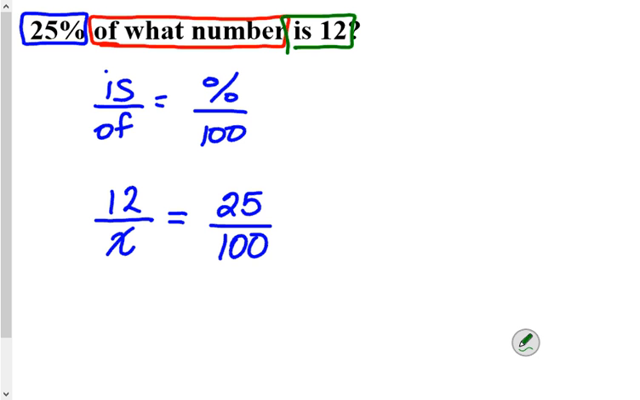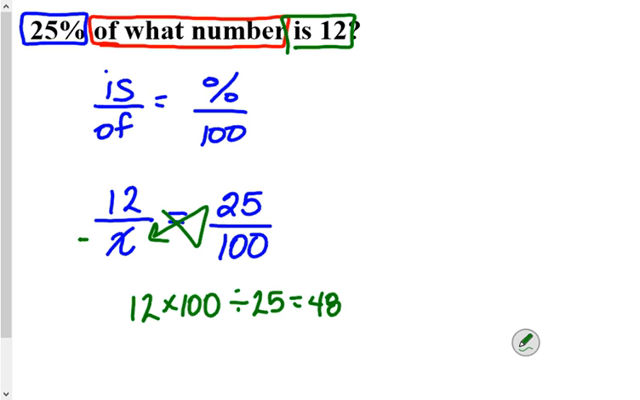So when I solve that, I'm going to do 12 times 100 divided by 25 when I cross multiply and then divide. 12 times 100 is 1200, and 1200 divided by 25 is going to be 48. So my missing number here is 48.